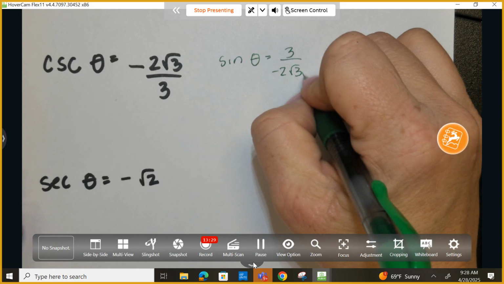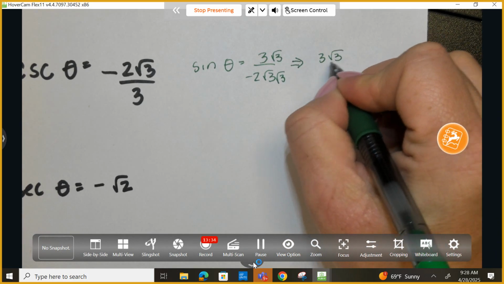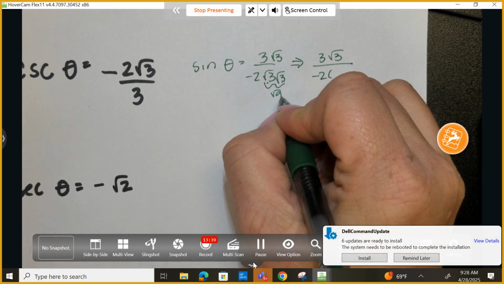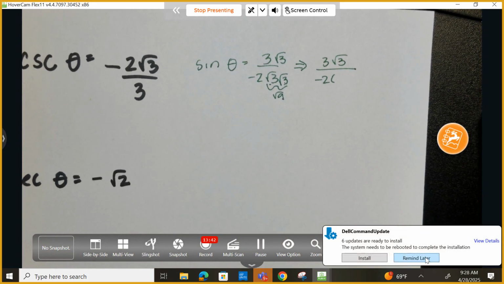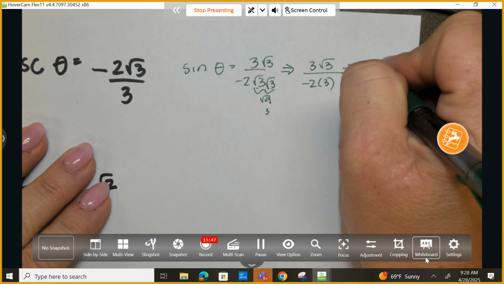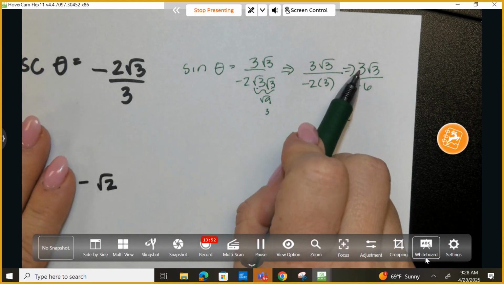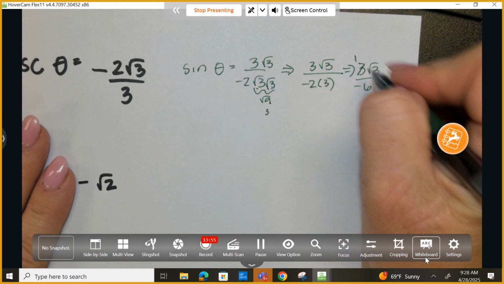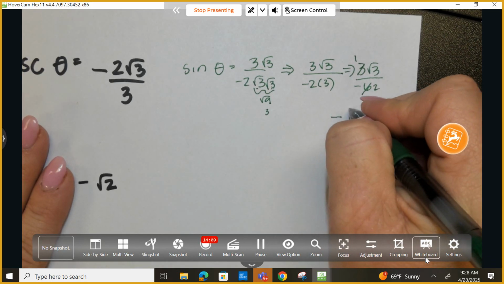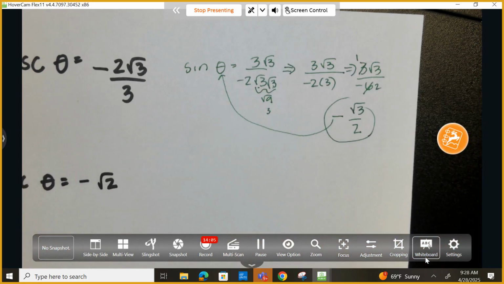So what we're going to do is we're going to take the square root times the top and the bottom. So I have 3 square root of 3 on top, and I have negative 2 times. Well, the square root of 3 times the square root of 3 is the square root of 9. And I know that the square root of 9 is equivalent to 3. So this is what I have right now. I have 3 square roots of 3 all over negative 6. And I'm just going to have to simplify this down. 3 and 6. Well, 3 goes into itself once, and 3 goes into 6 twice. So this is negative square root of 3 over 2. That's what the sine is.